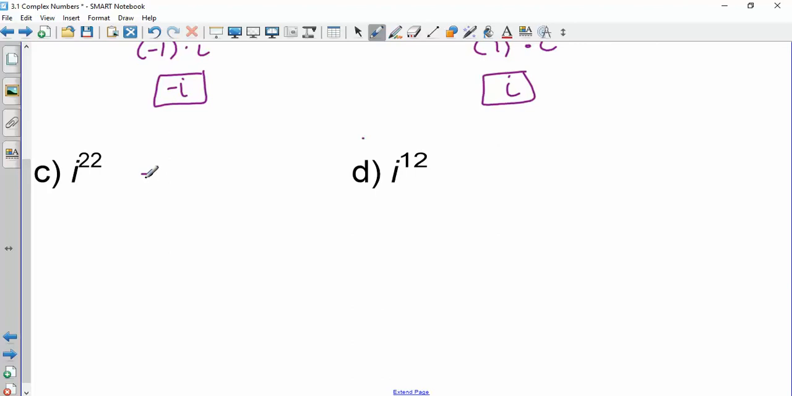C, i to the 22nd. That's 11 groups of 2. 2 times 11 is 22, so there are no leftovers here. i squared is negative 1, and negative 1 to the 11th.